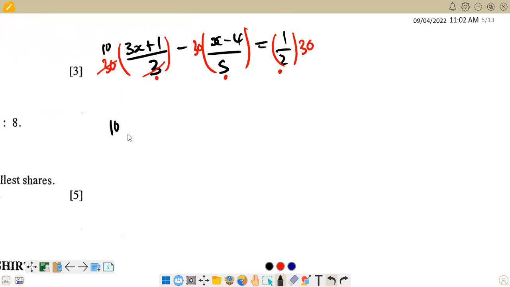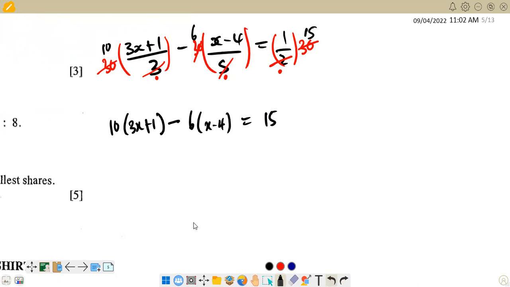So it will be 10 into 3x plus 1 minus, we do the same here, 5 into 30 here, that's a 6. So we're going to have a 6 here. So it will be 6 into x minus 4, which is equivalent to, do the same, 2 into 30 here. That is going to give us 15. So 15 times 1, that is a 15.